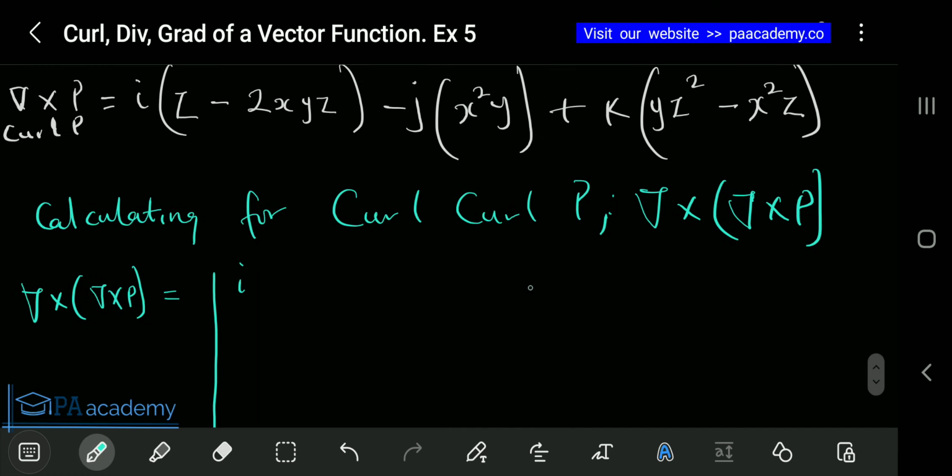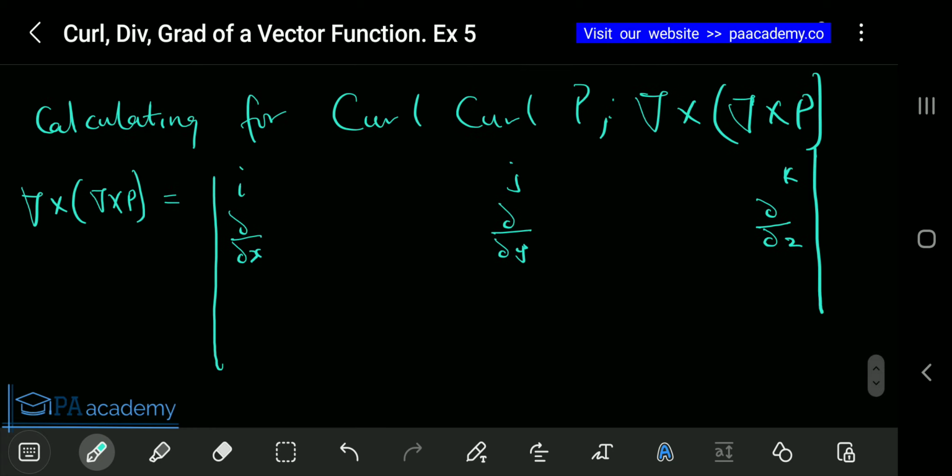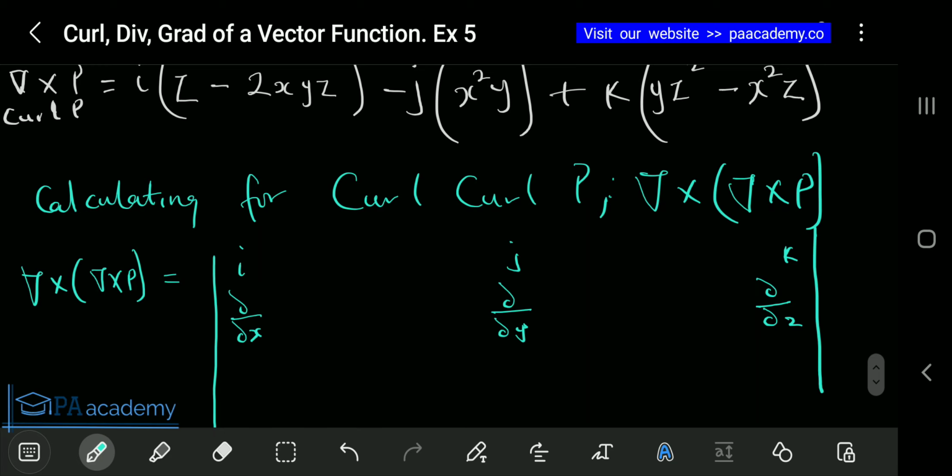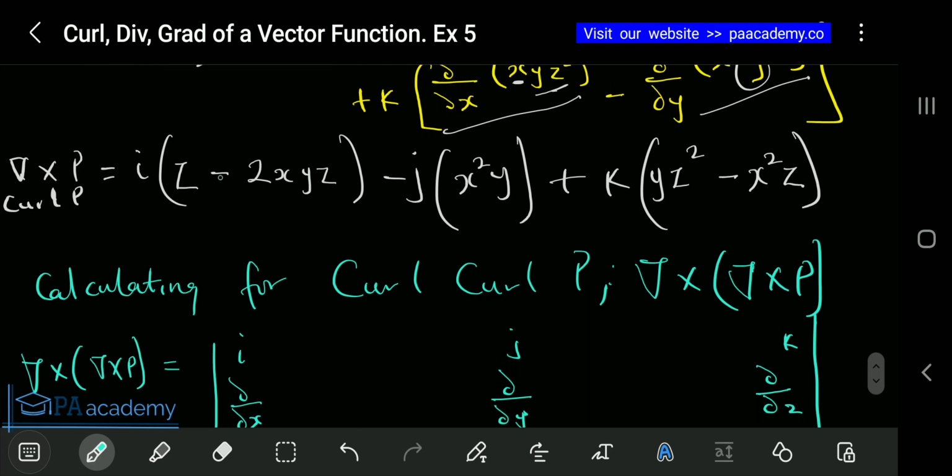That's equal to, so we're going to draw our matrix. So this will be i, j, and then k. Let me just give it enough space. And then this is going to be the partial differential of x, this is for that of y, and this is for that of z. All right. So now let's put in the i coordinates, which is this. So this is z minus 2xyz.